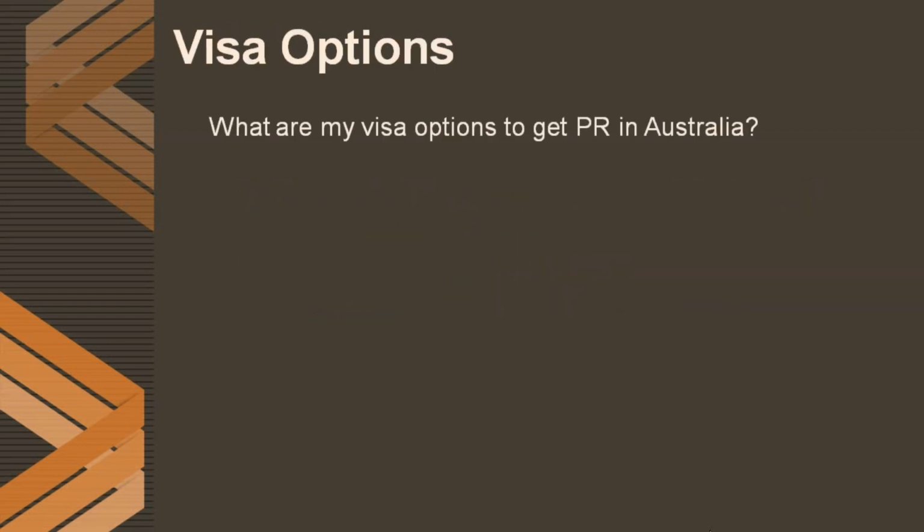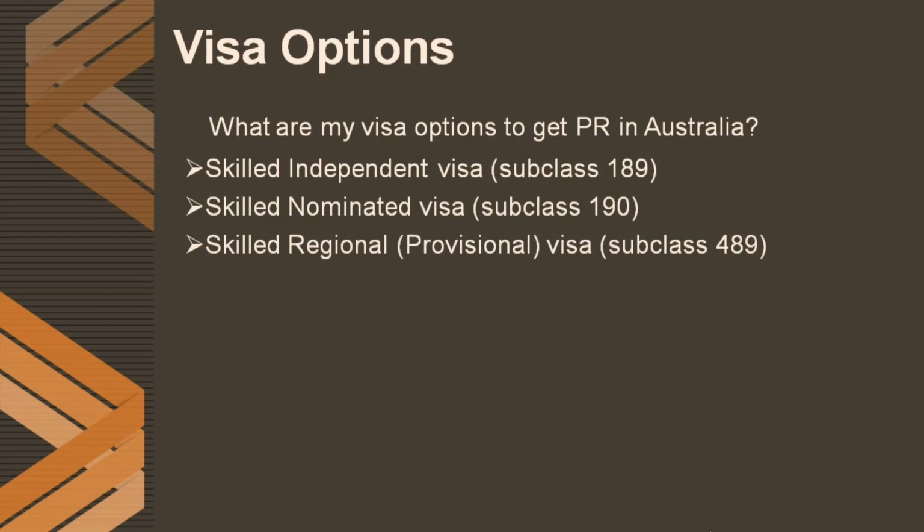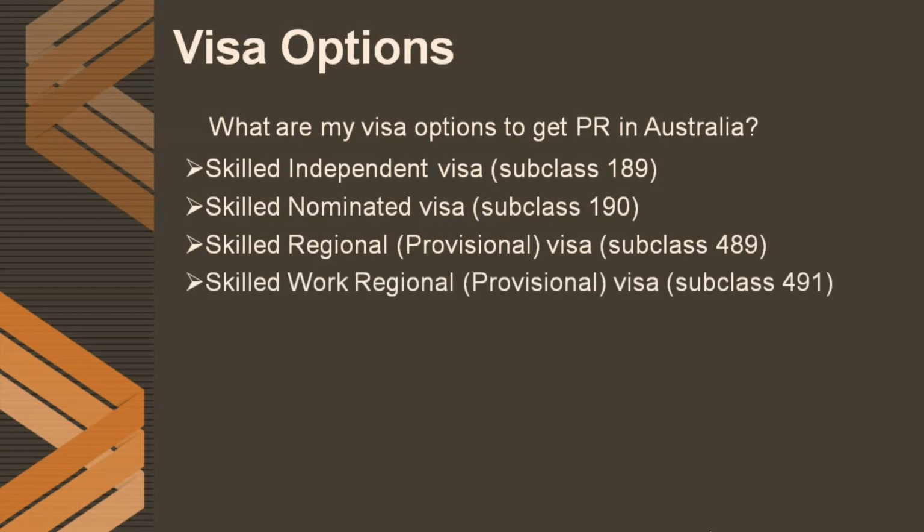And what are my visa options to get PR in Australia? There are different visa categories. One is the skilled independent visa, subclass 189. Currently, people may not get invited for these visas, the skilled nominated visa and skilled independent visa, easily. And there is a skilled regional visa. It was previously given for 489, and recently the Australian government has introduced the skilled work regional visa, subclass 491. The majority of people will be invited for this category.